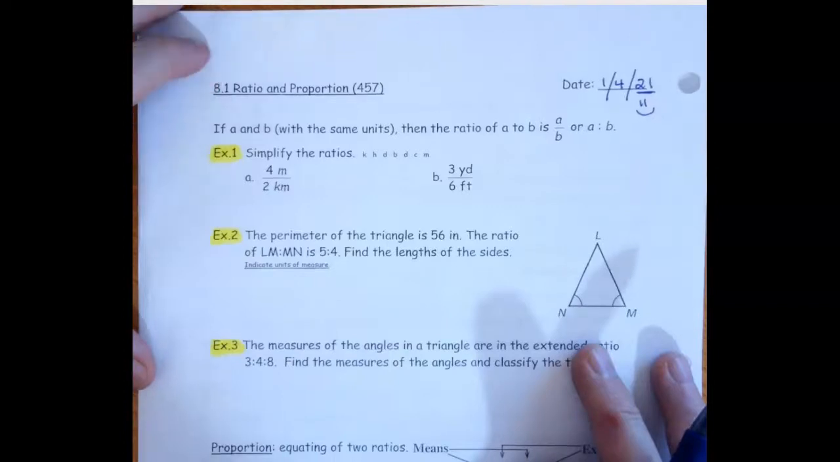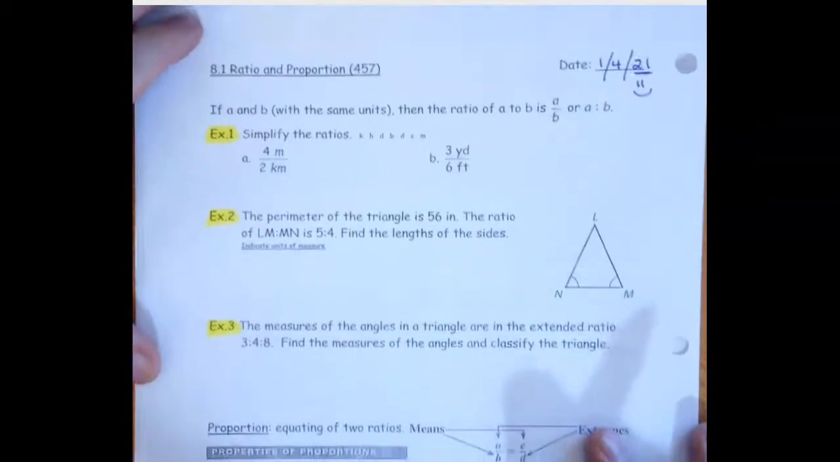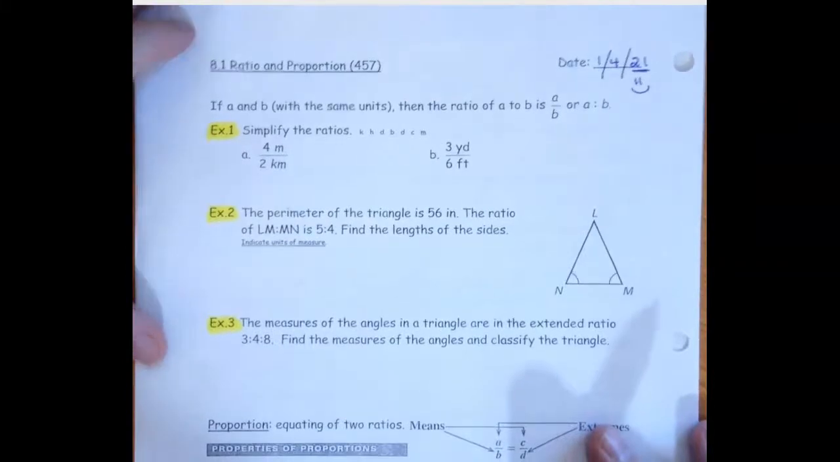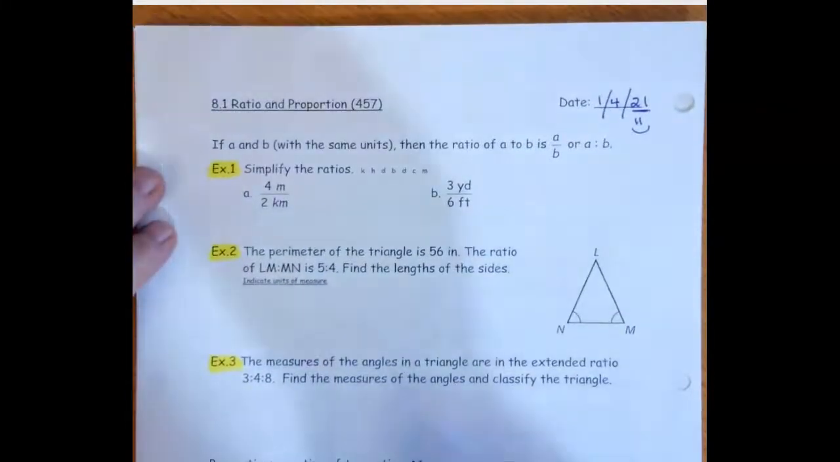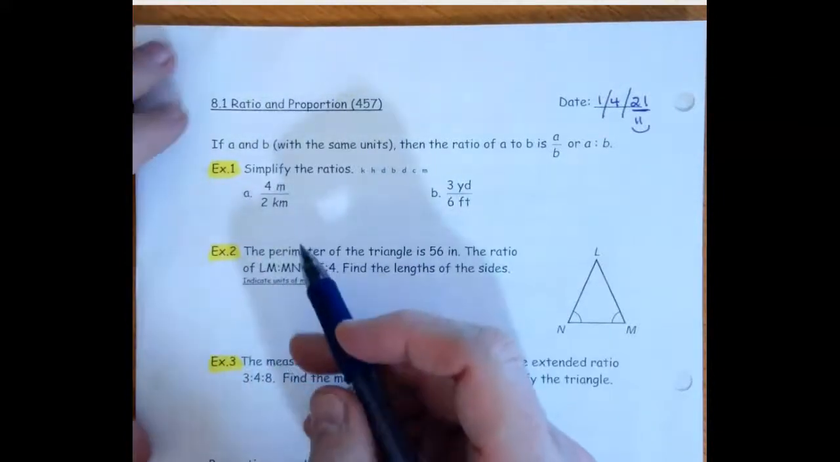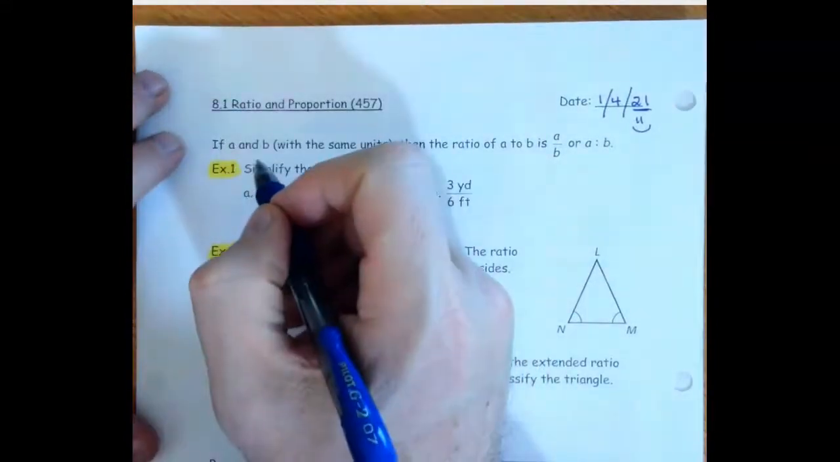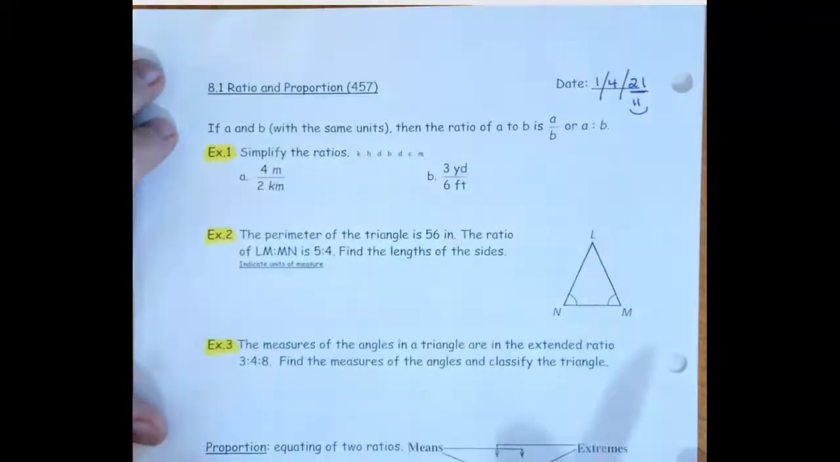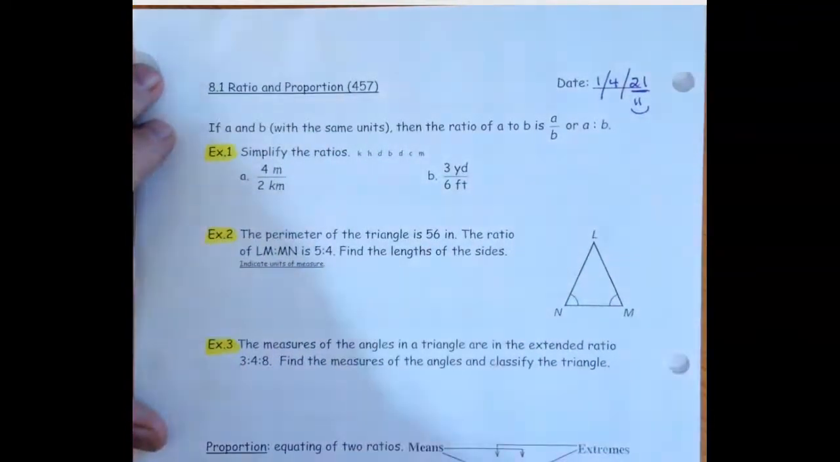So we're starting Chapter 8, Ratios and Proportions, page 457. And before we do that, let's get into the units of measurement real quick, in case you've forgotten some of them. So let's start with the metric system. And we have a mnemonic device, a memory device, to help us remember the metric system.